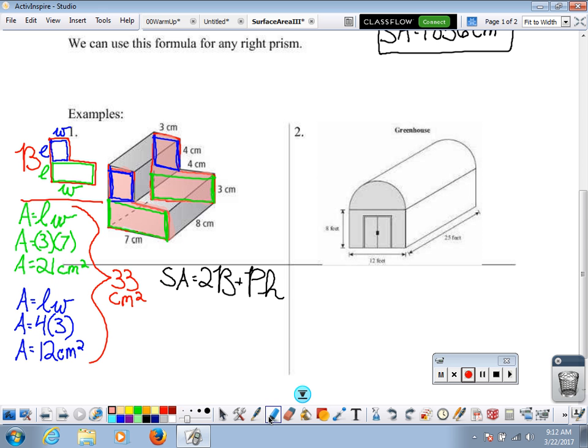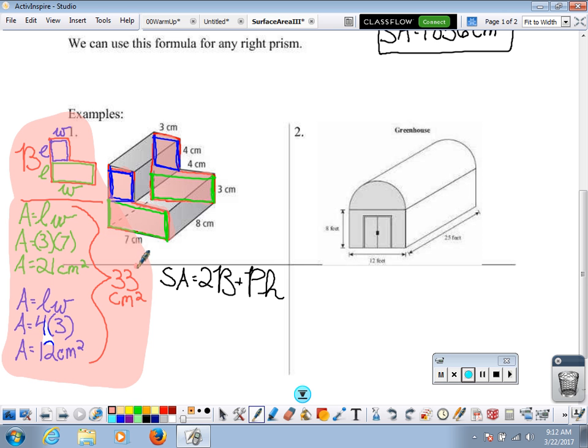Now what we just found here, guys, this is the area of that base. So when I take this, I will sub it in place of that capital B base. I'm also going to need the perimeter. I need the distance around that rectangle, around that L shape.